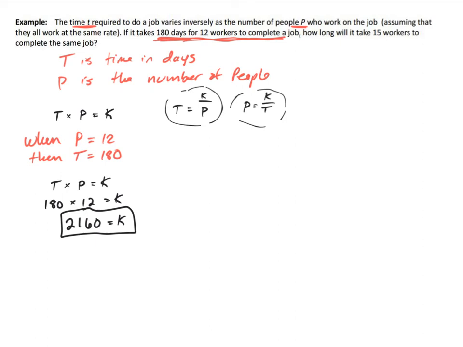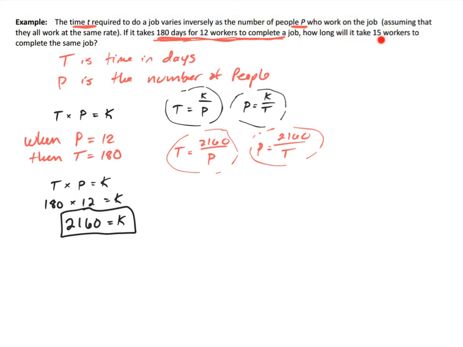And I can plug that into my formula now, right? If I know t times p is equal to that 2,160, and I rearrange that for t, I would get this. So depending on which formula you want to use, these are the two formulas, but you, again, don't need to write both. Either one can be used. These are the two possible formulas that you could have gotten by finding that constant of variation.